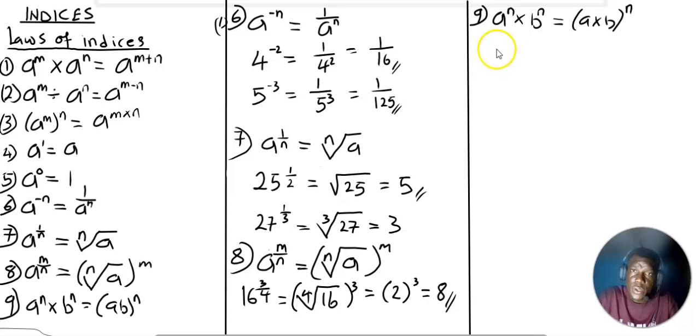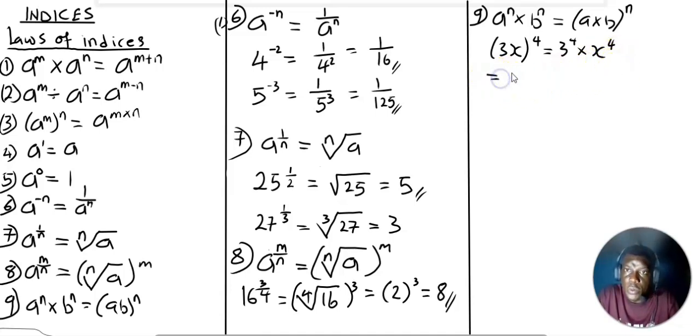For example, you have 3x raised to power 4. Everything in this bracket is carrying this 4 here. You understand? Everything in this bracket is raised to power this 4. So we are going to split the 4. This is the same as saying 3 raised to power 4 times x raised to power 4. Now 3 raised to the power 4 is 81. Then x raised to the power 4 is x raised to the power 4. So this is our final answer.